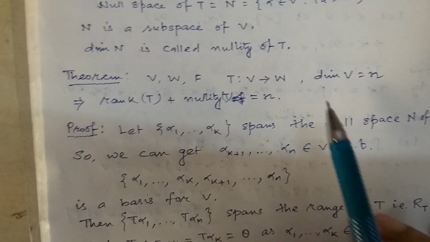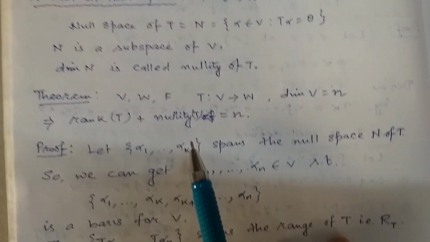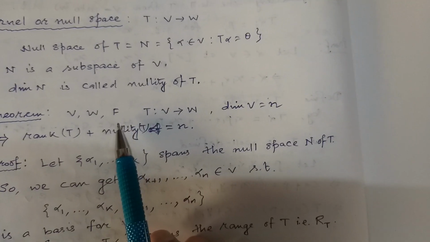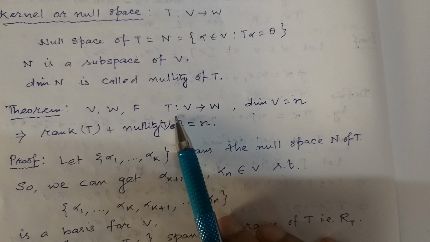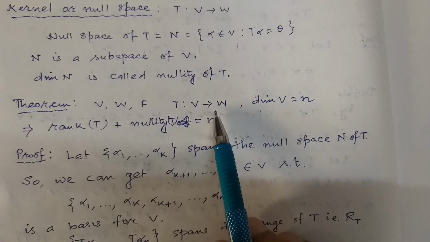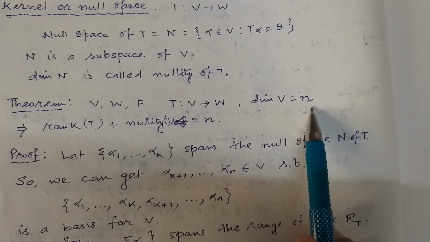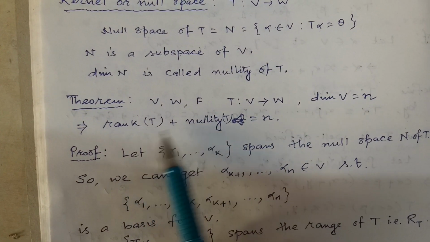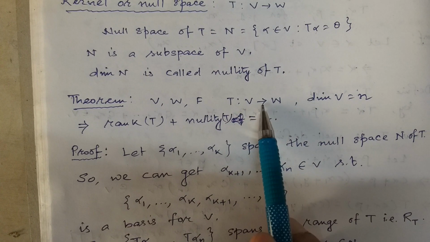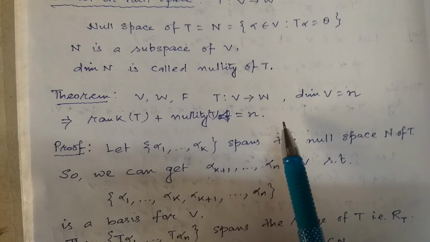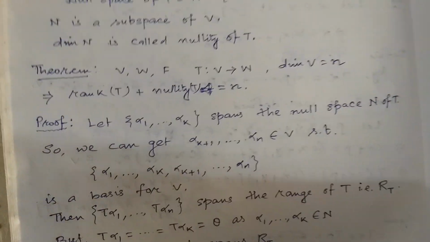Next, we have a very important but well known theorem. Let V and W be two vector spaces over the same field F, and T be a linear transformation from V to W. Also, V is finite dimensional with dimension n. Then the conclusion is that rank of T plus nullity of T equals the dimension of V, n. Okay, how to prove it?